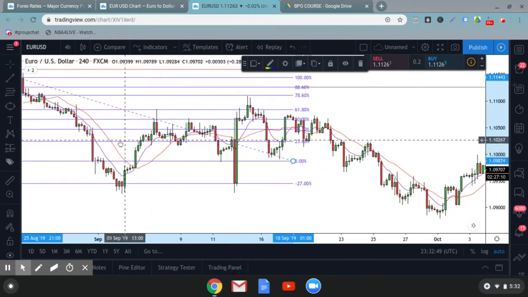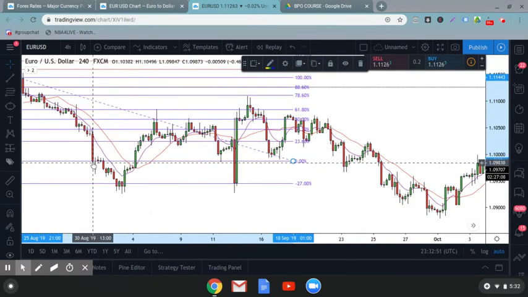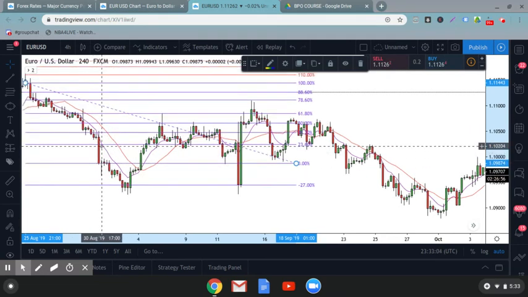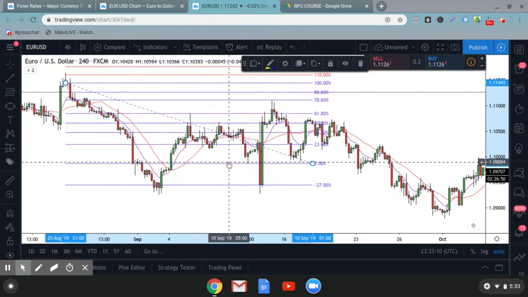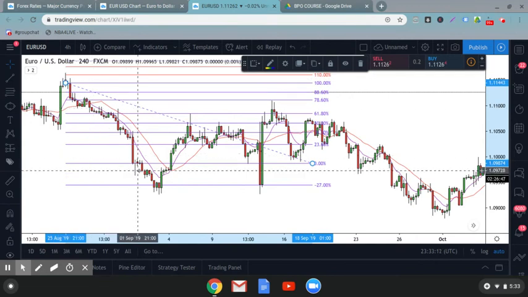Whether you see this or not, it found this support. Because this is a 4-hour candle, this is a 4-hour candle, this is a 4-hour candle, this is a 4-hour candle. So for 12 hours, it found support at this level, and then it continued. So this is my 0. This is my ground 0. We had our swing high, swing low.